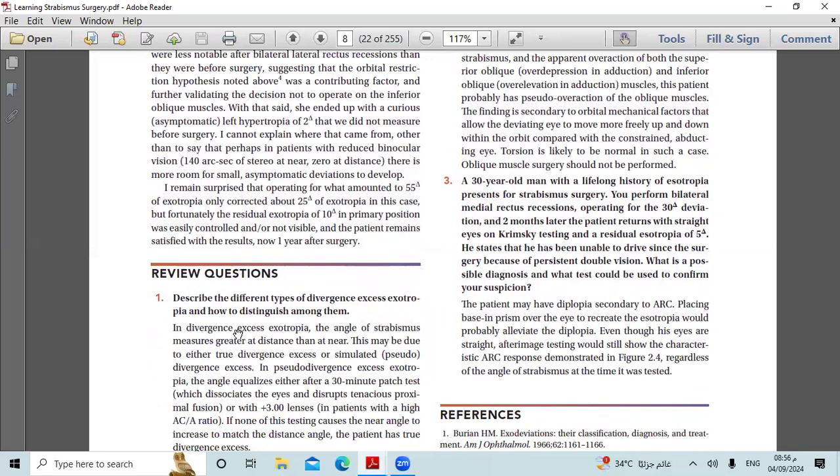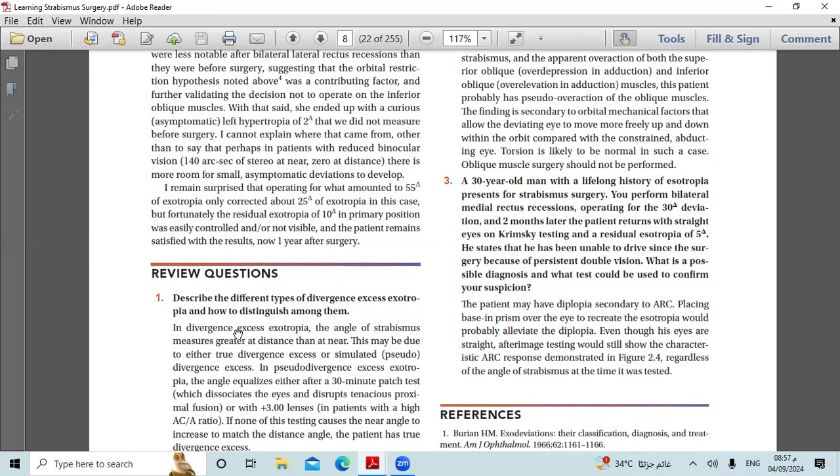Question 3. A 30-year-old man with a lifelong history of esotropia presents for strabismus surgery. You perform bilateral medial rectus recessions, operating for the 50 prism diopter deviation. Two months later, the patient returns with straight eyes on Krimsky testing and a residual esotropia of 5 prism diopters. He states he has been unable to drive since the surgery because of persistent double vision. What is a possible diagnosis and what test could be used to confirm your suspicion?